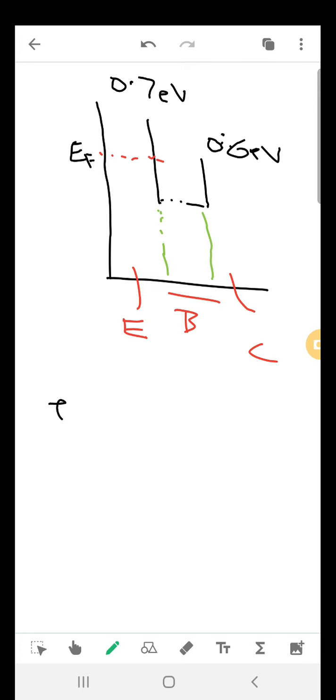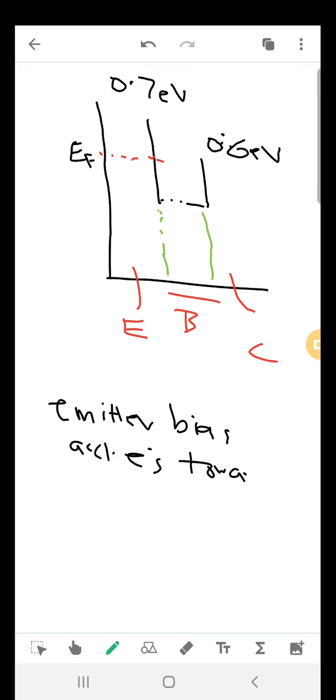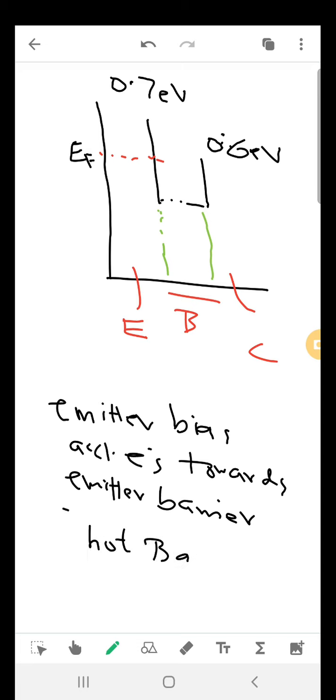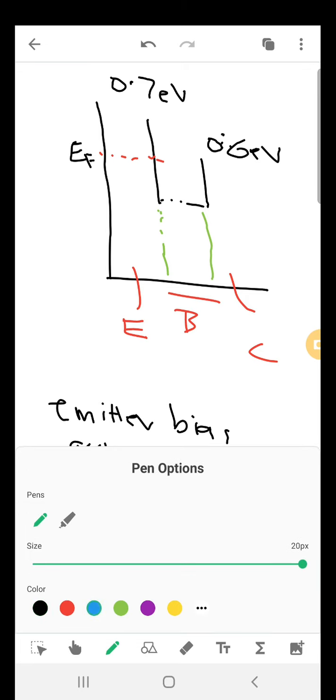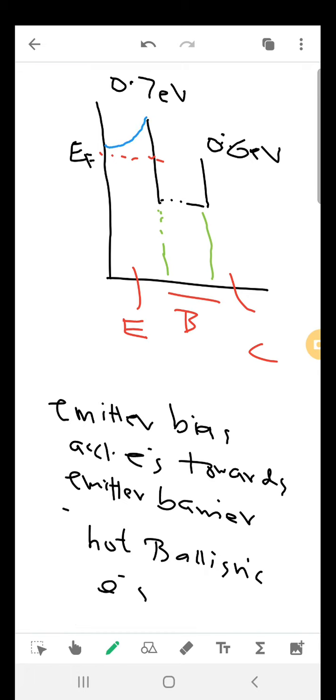Now this emitter bias accelerates electrons towards the emitter barrier. They form what are called hot ballistic electrons, and they also need to cross this barrier.